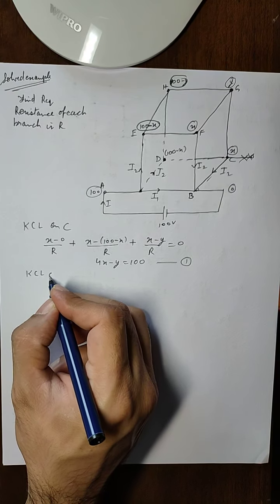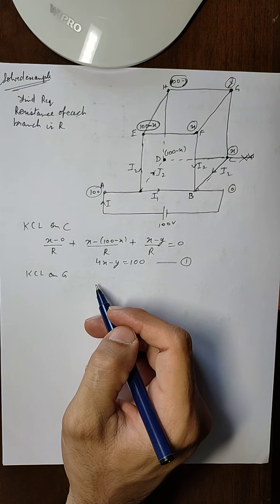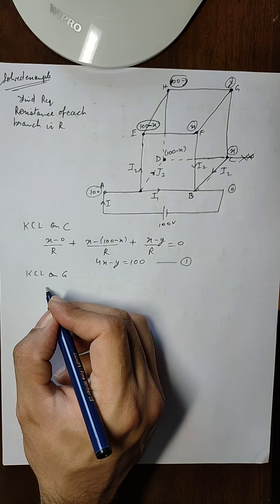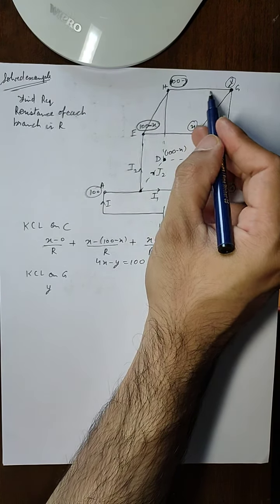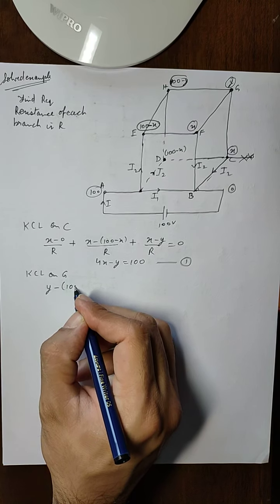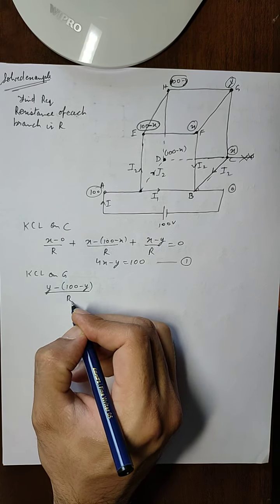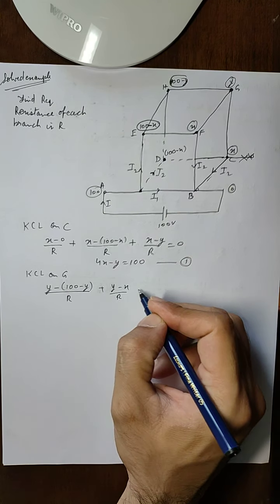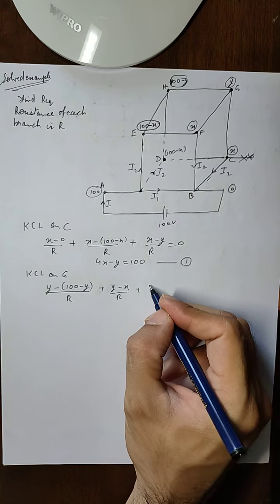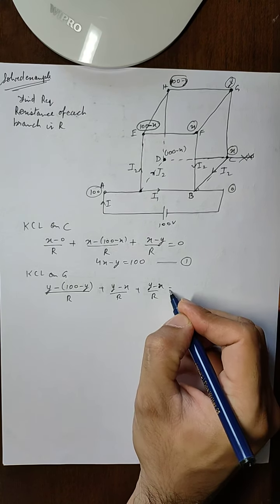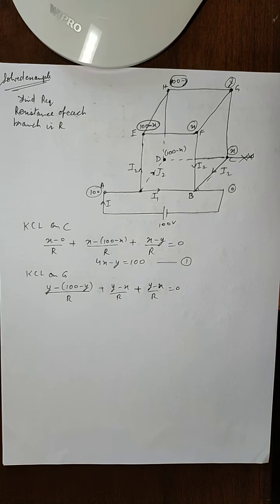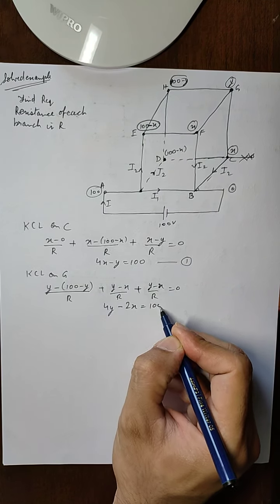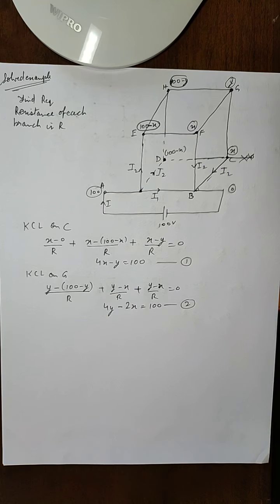Now again, because we have to find y also, we are applying KCL on G. For this branch it will be equal to y minus x upon R, and for this branch also it will be equal to y minus x upon R, and this should be equal to 0. Now if we solve this, we'll get an equation 4y minus 2x equal to 100. Let us say this is our second equation.